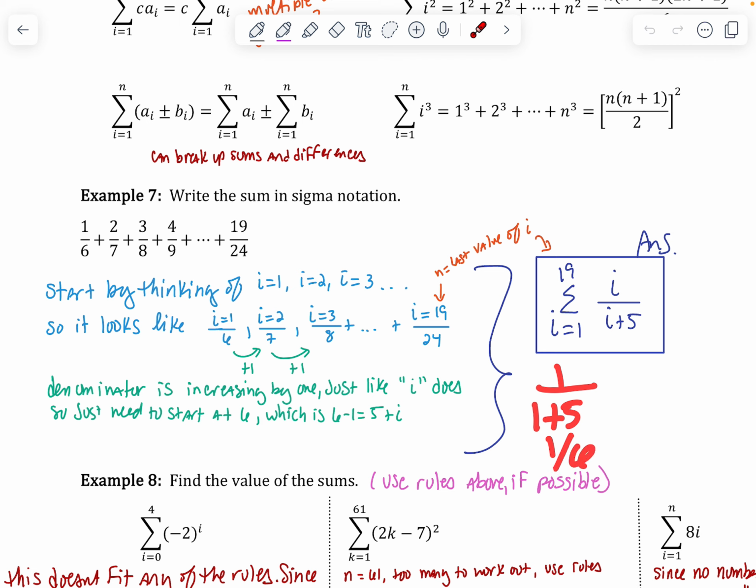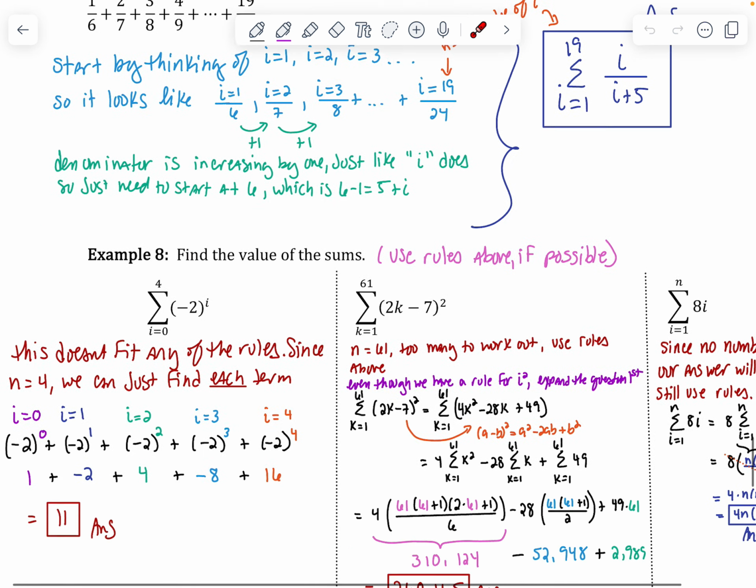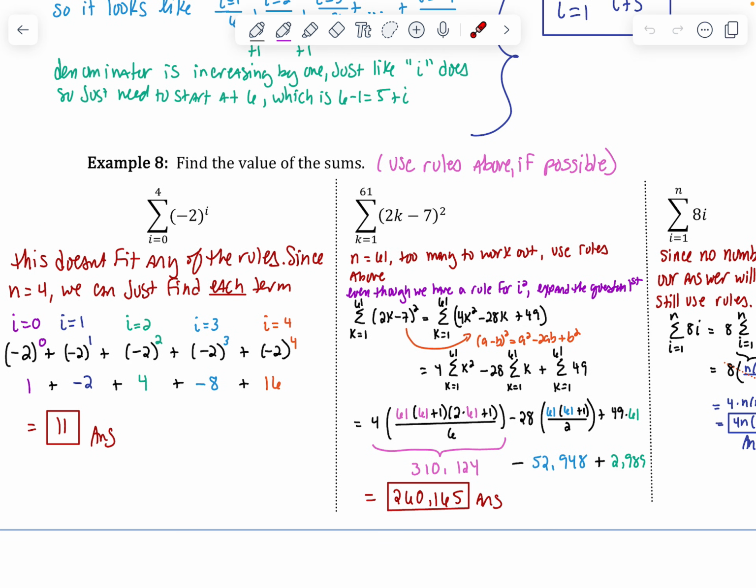So now I could even test it out, right? I'm going to have 1 over 1 plus 5. Yeah, that's 1/6. Then I'm going to have 2 all over 2 plus 5. 2 7ths, perfect. I'm going to have 3 over 3 plus 5, which is 3 8ths. Yeah, so I know that this is my right answer.